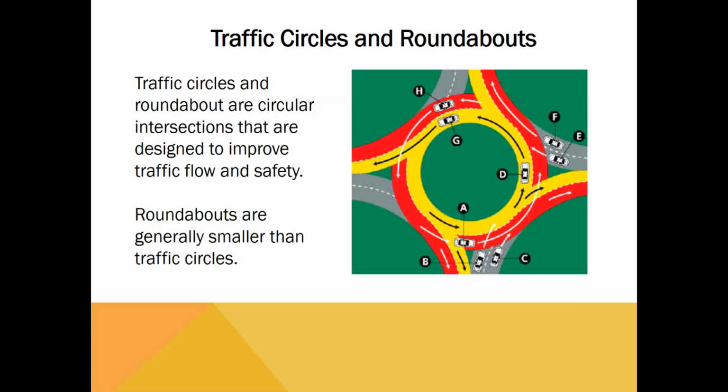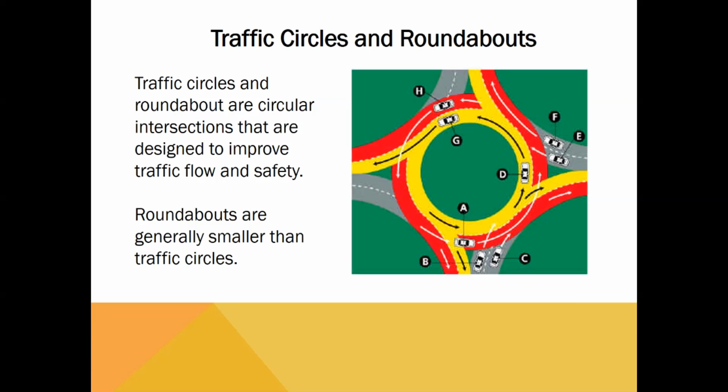When we learned about the right of way, that meant you would yield to vehicles on the right. Traffic circles are opposite to that, where you yield to the vehicle on the left. So vehicles that are already in the traffic circle and to your left have the right of way to exit that traffic circle before you.